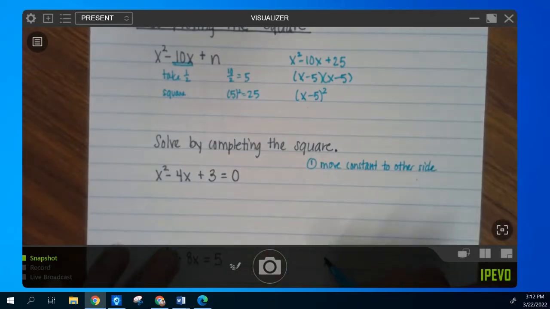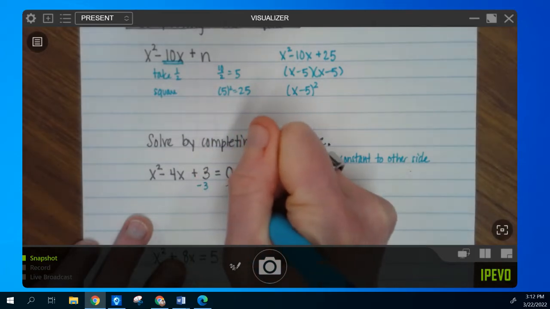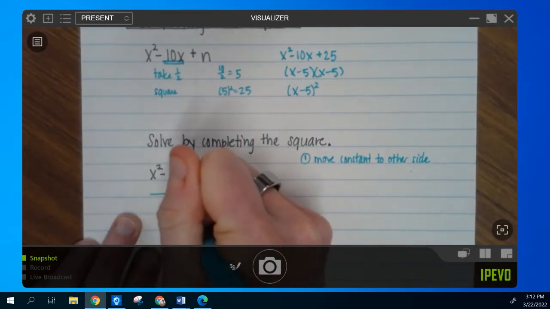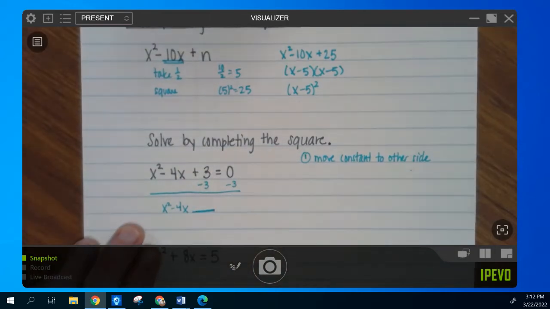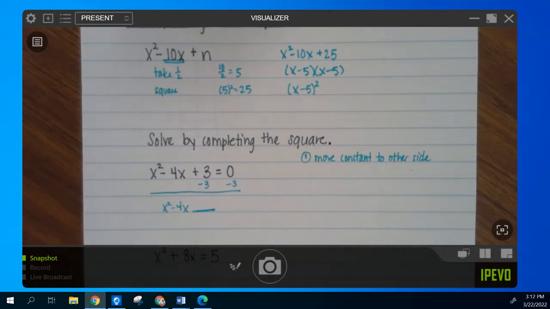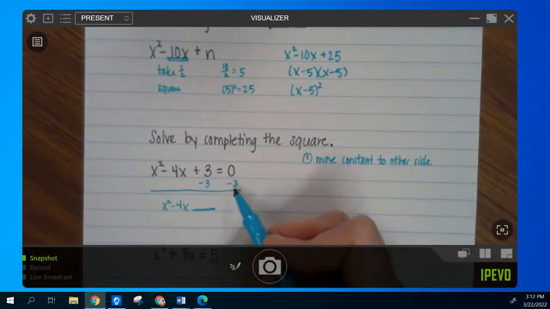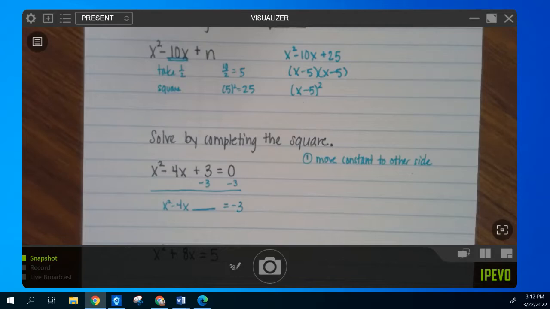So obviously if I want to move the constant to the other side, I would subtract the 3 from both sides. Now what I'm going to actually do is leave space there so I can complete the square, because my goal is going to be to turn the left side of this equation into an expression like this right here, that binomial squared. So I move that constant to the other side, so that's going to now give me x squared minus 4x, I'm going to leave some space to complete that square, equals negative 3.